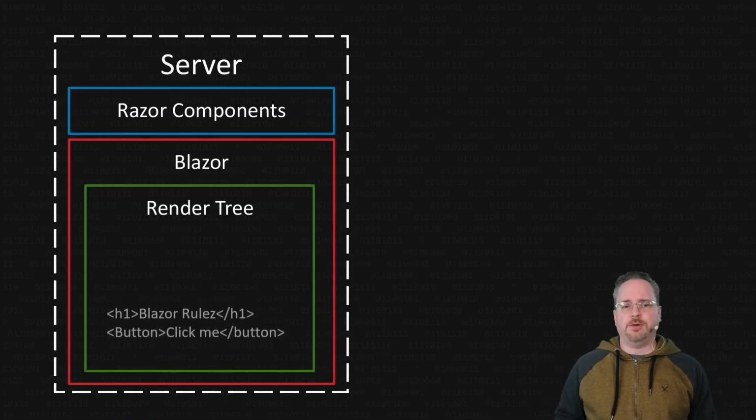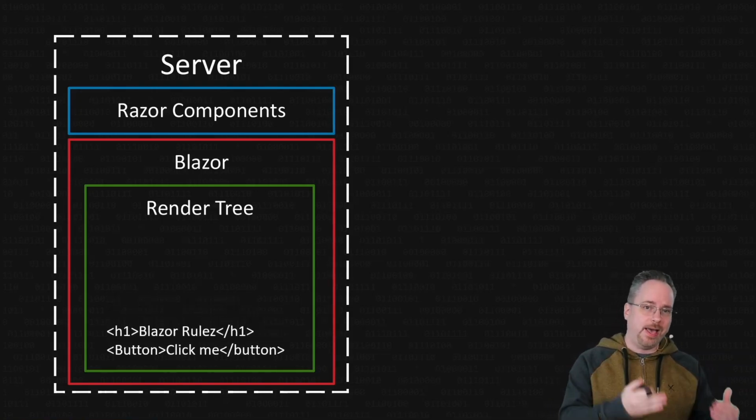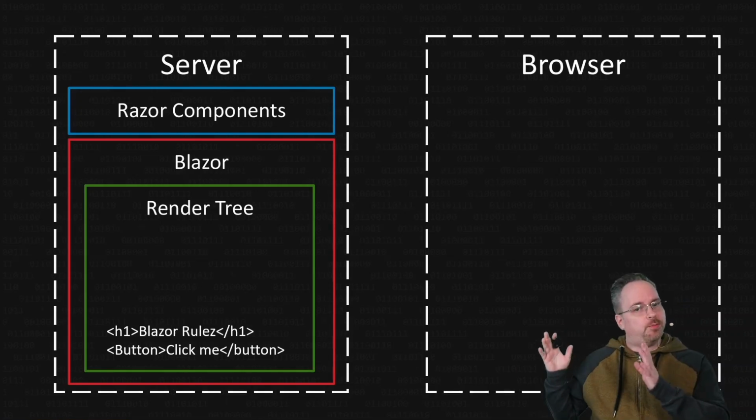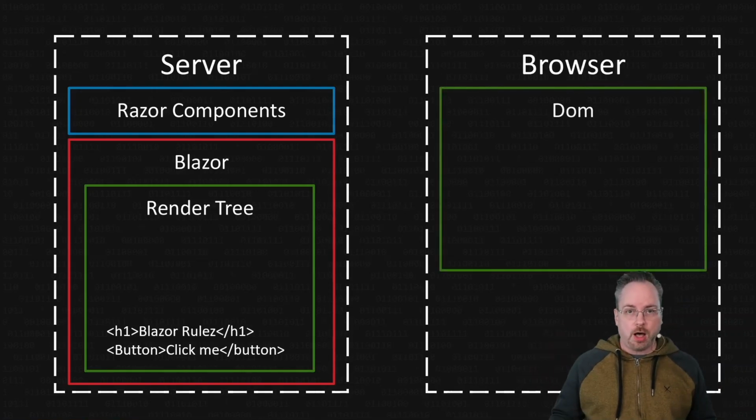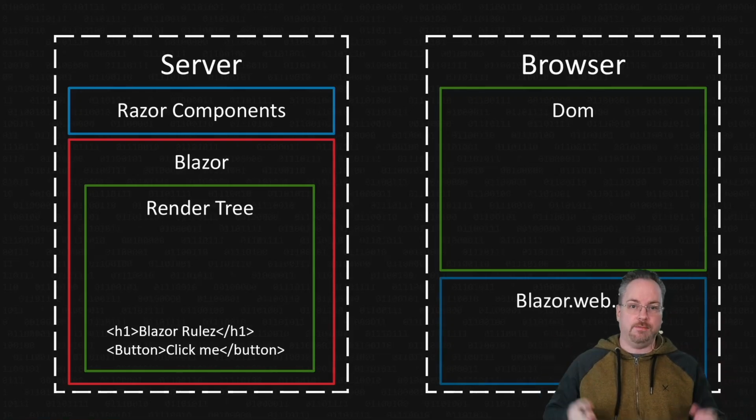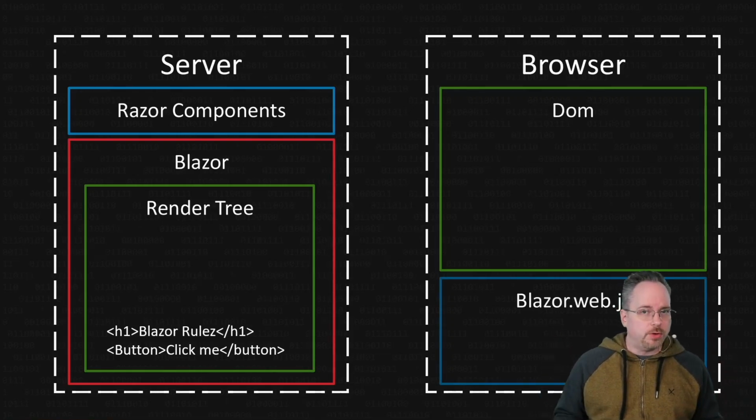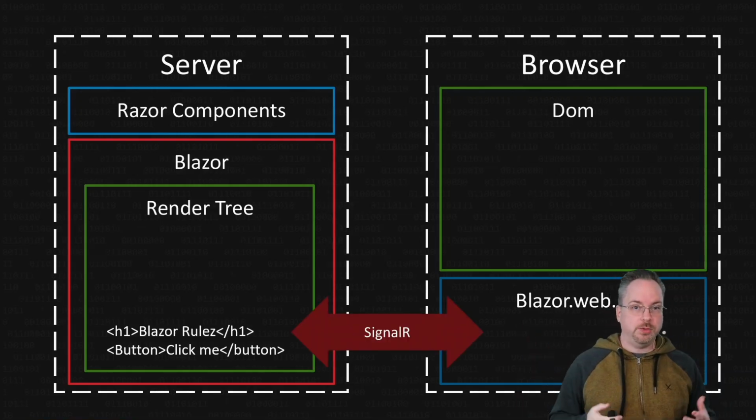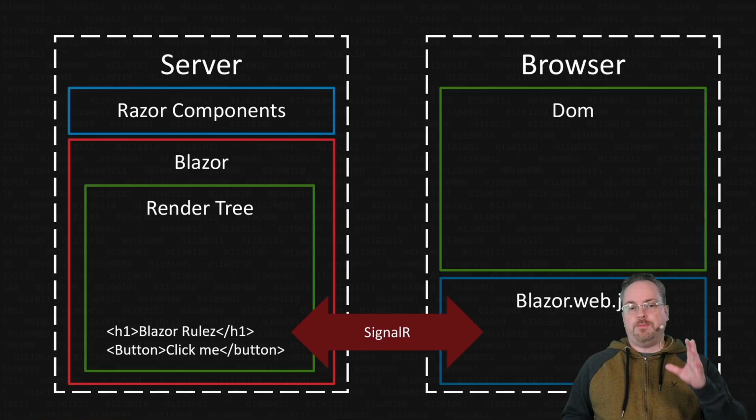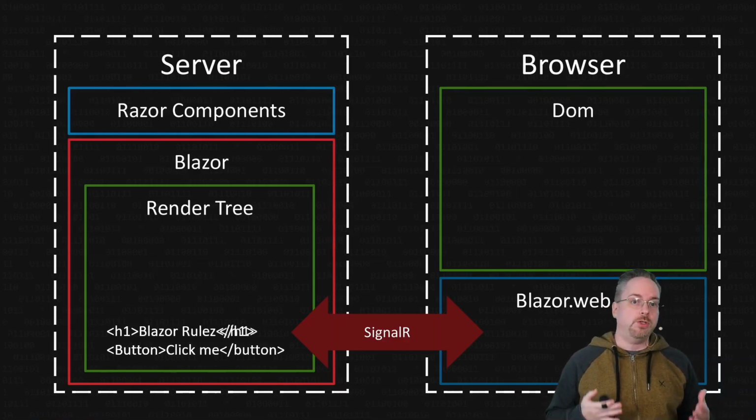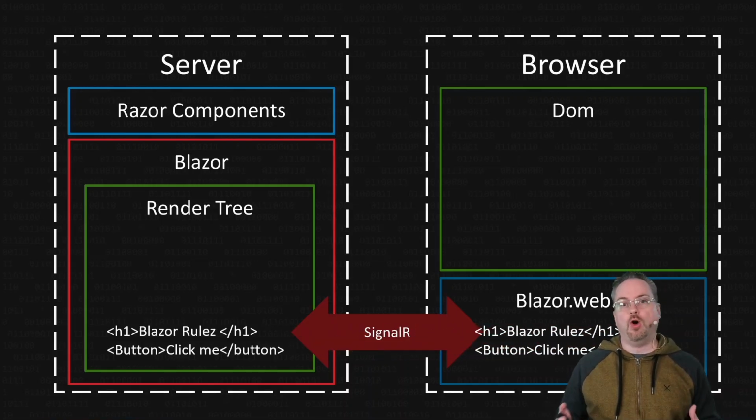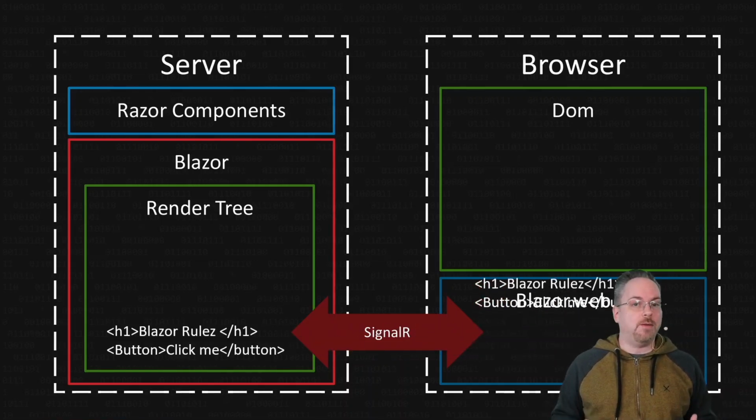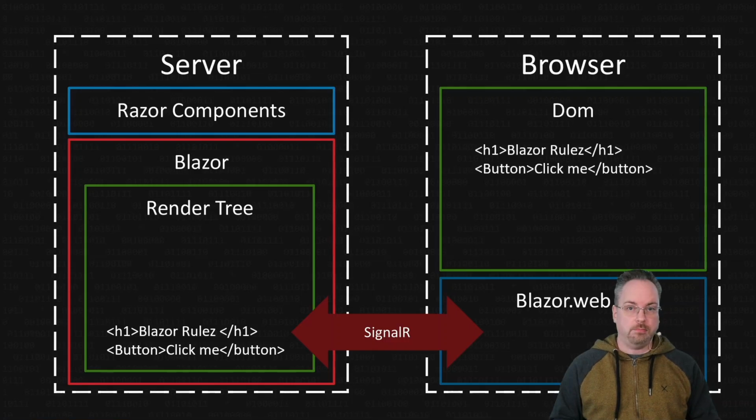So in this case, it's going to render a button and a header. Great. On the browser side of things, we have the DOM and we have a little piece of JavaScript. The JavaScript connects the browser to the server by using SignalR. So the server knows what it's already pushed over, which is nothing. So it's going to take that and push that over to the JavaScript, and then the JavaScript is going to update the DOM. Nice. So now we have some content there.